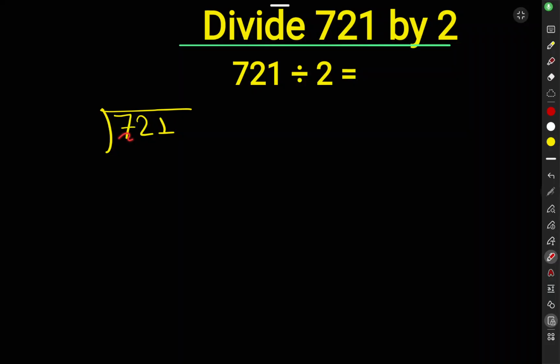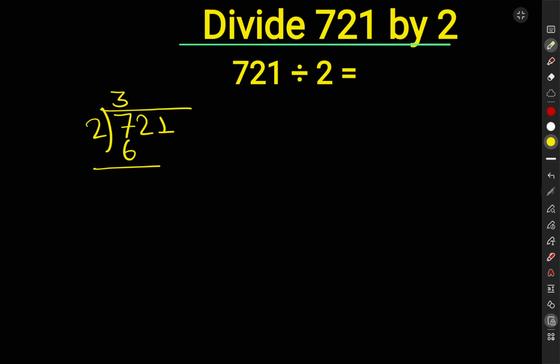We divide 721 by 2 in the long division method. So 2 times 3 is 6. On subtracting we get 1. So now we put down this 2 and it is 12.